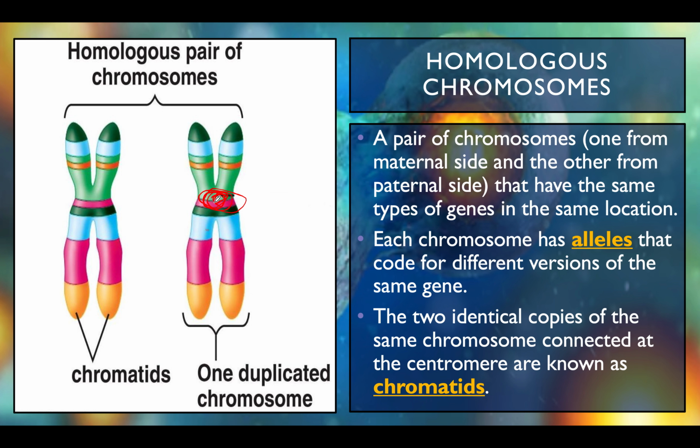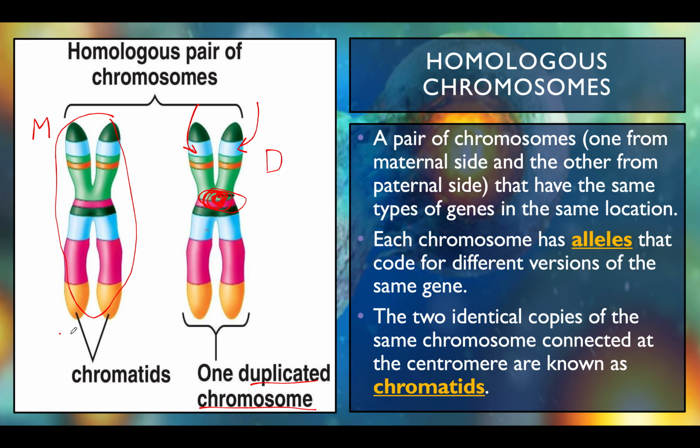Now, let's establish something and make it clear. When we talk about this one over here, and this one over here, they are completely exactly the same. These are copies of each other. They are both from dad, for example. Both of these are both from mom. So yes, they are completely exactly the same. That is why they are called one duplicated chromosome.